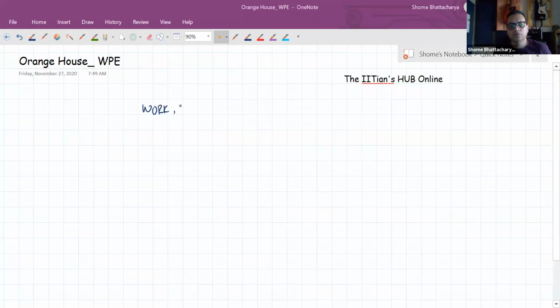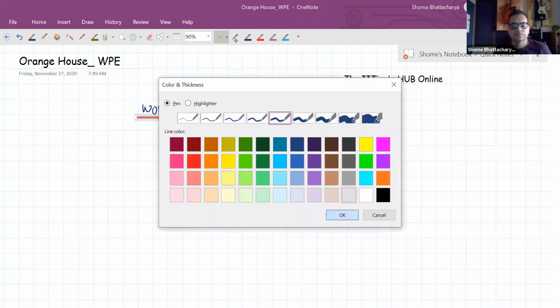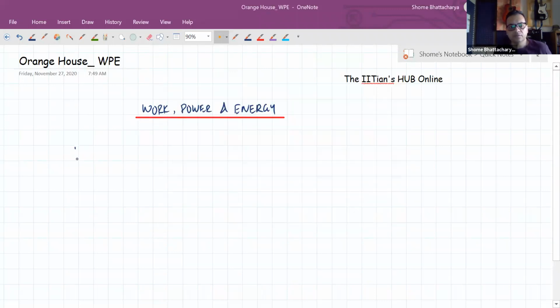Right. So work, power and energy. So quick recap of what we had learned last time. We had seen that work done, denoted by W.